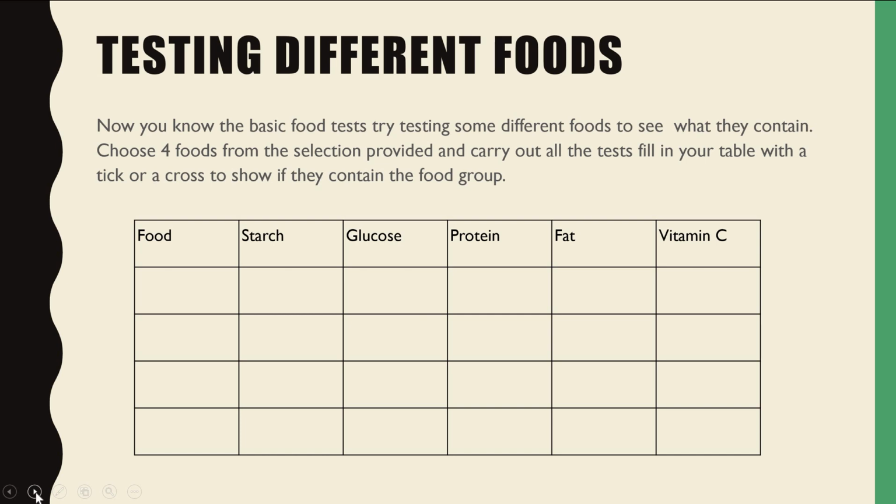Write the name of the food into the first column and then just do a little bit of research to find out whether they would contain these different food groups. So pause the video and get that activity done, please.